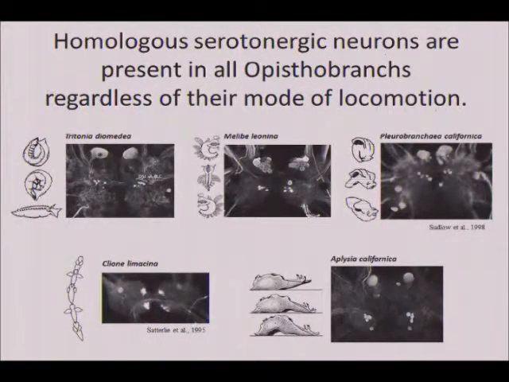So the DSIs are actually found in every opisthobranch that we've looked at so far. So Tritonia, Melibe, Pleurobranchaea, Cleone, which swims with yet a different type of movement. It flaps these wing-like structures, and Aplysia californica, which doesn't swim at all. So each of these species has these homologous neurons. The basic structure of the nervous system hasn't changed, but they're doing different behaviors.